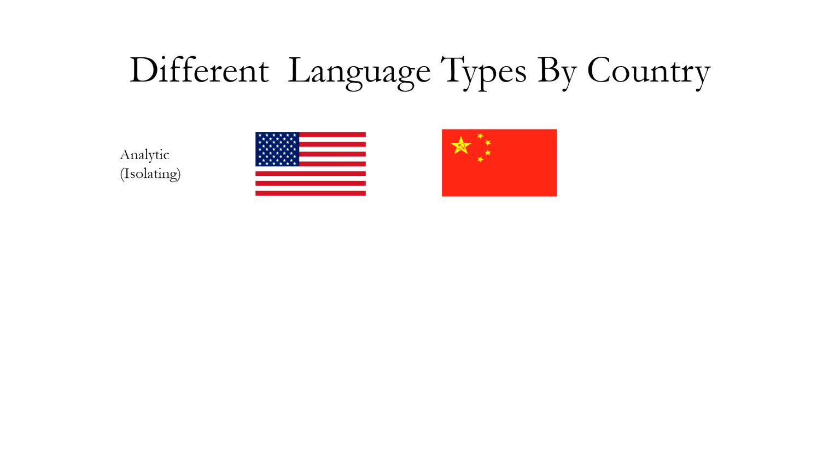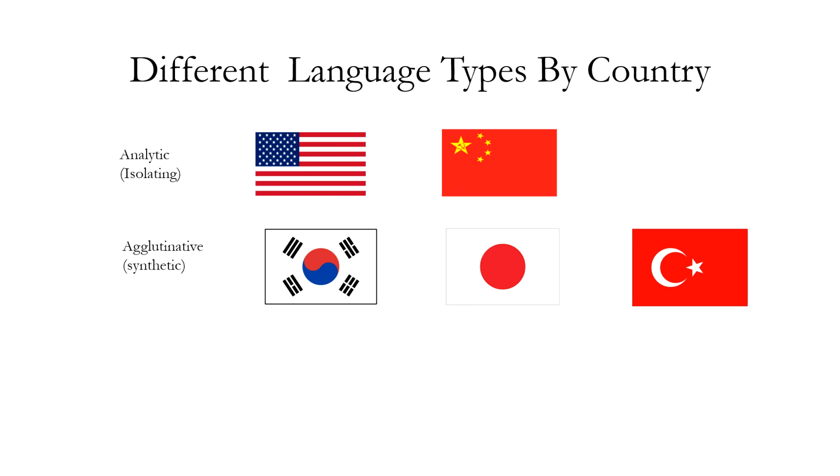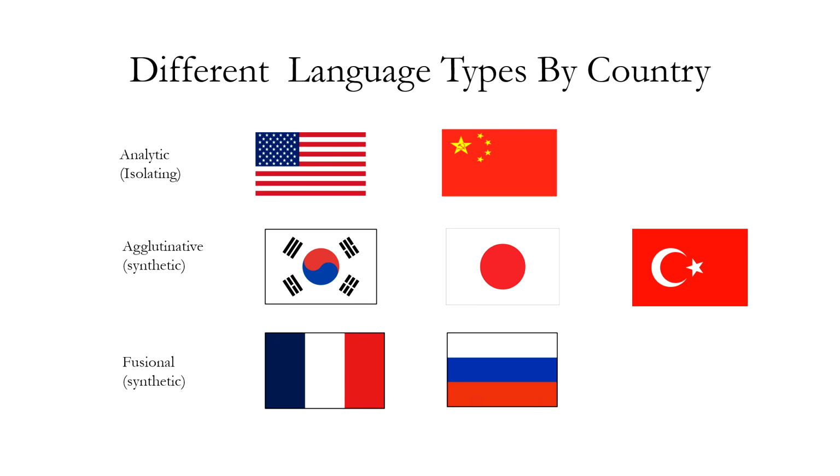So let's go through the different language types by country. The analytic isolating would be English and Chinese. Agglutinative synthetic would be languages like Korean, Japanese, and the language from Turkey. And fusional synthetic would be French and Russian. Polysynthetic, like I mentioned earlier before, it's Eskimos and Mohawk Indians.